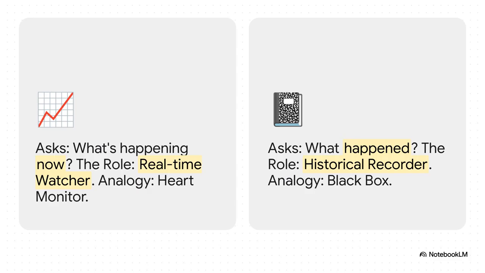Okay, so let's pull this all together and put them side by side. On one side, you have monitoring. That's your real-time watcher, the heart monitor, and it's always asking, what's happening right now? On the other side, you've got logging. That's your historical recorder, the black box, and its question is, what happened? One is looking at the present, the other is investigating the past. And as we're about to see, if you don't have both, you're basically flying blind.